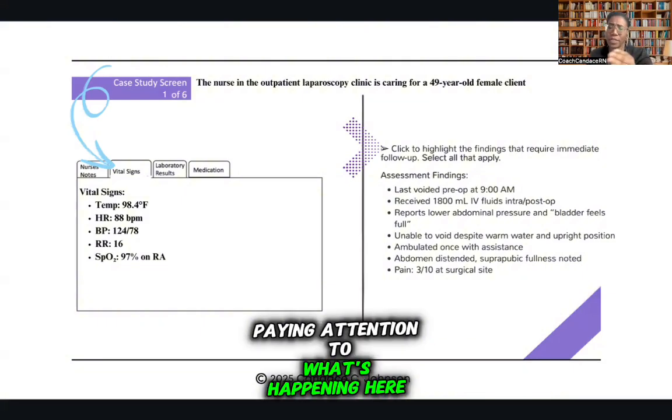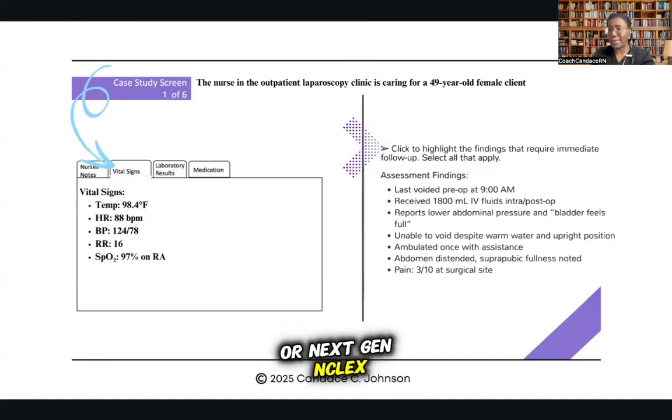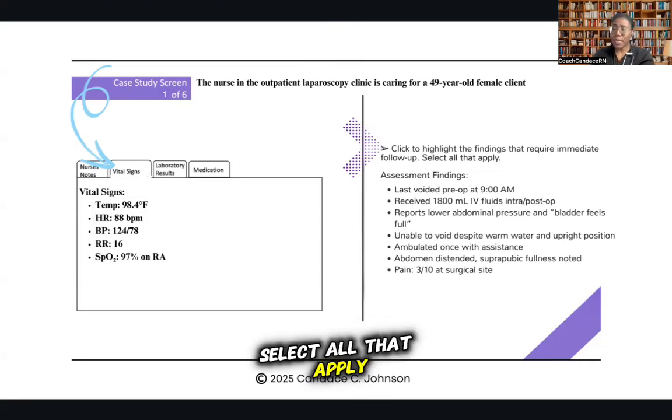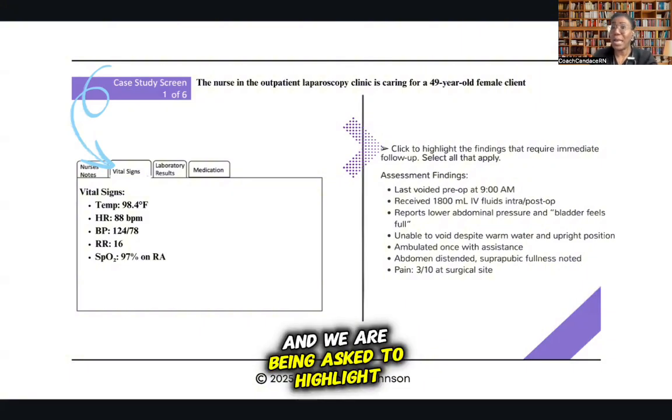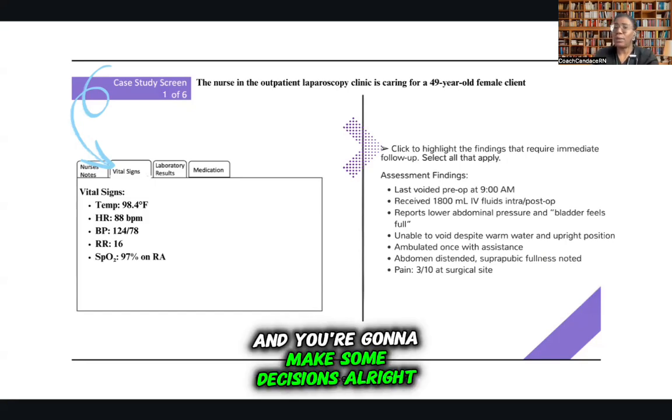But we're here now paying attention to what's happening here on the right side of the NGN or Next Gen NCLEX case scenario screen. Okay, so click to highlight the findings that require immediate follow-up. Select all that apply. So essentially, we have a select all that apply question here, and we're being asked to highlight. So we have some tokenized areas here that you're able to highlight.